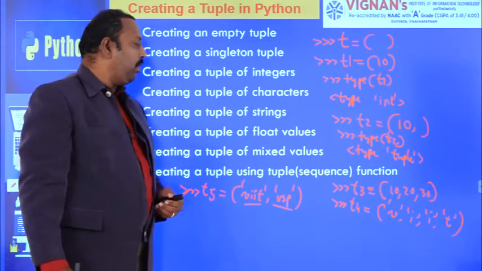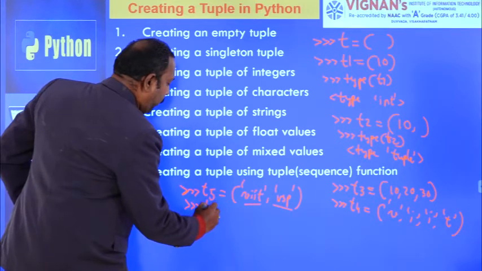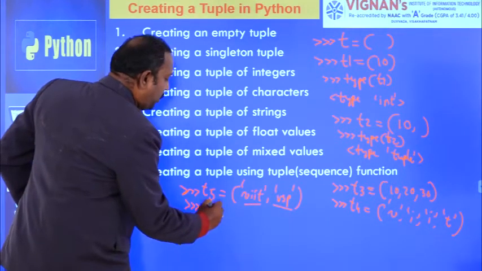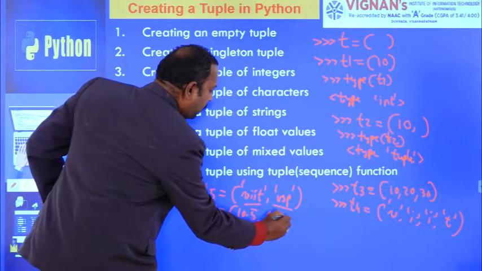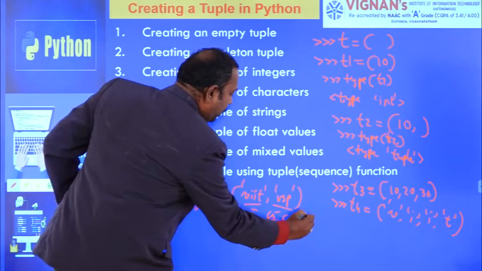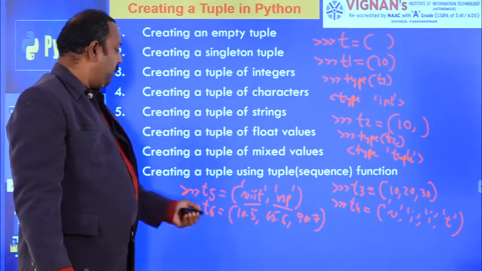And next one, creating a tuple of floating point values. For example, I want to create a tuple with floating point values, T6 equal to 10.5, 65.6, 90.7. Like this you can create floating point values as a tuple.